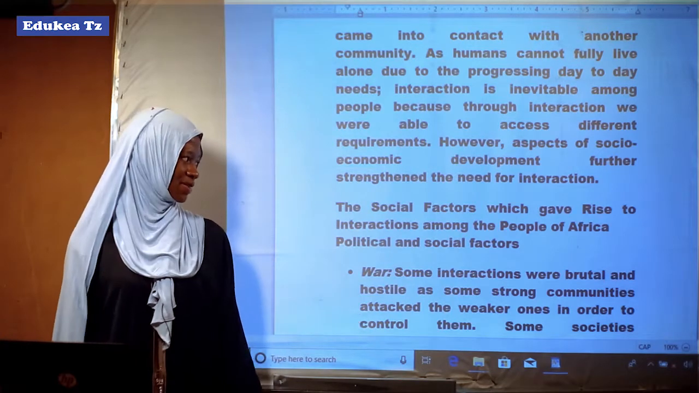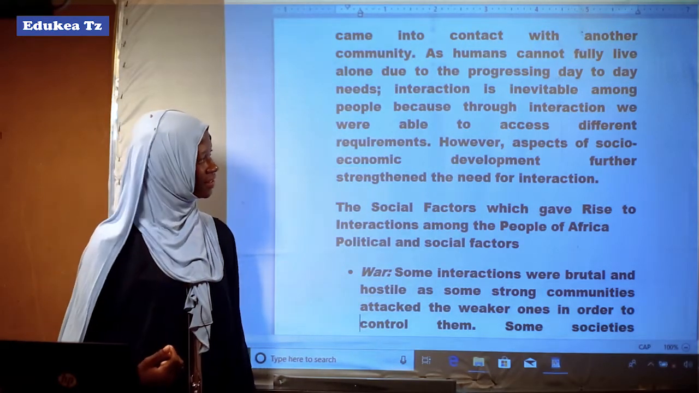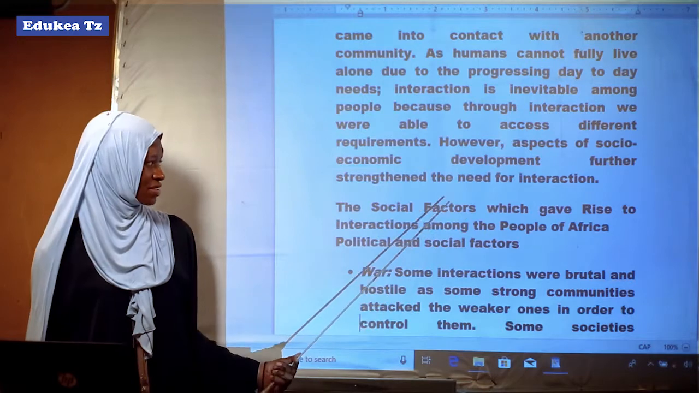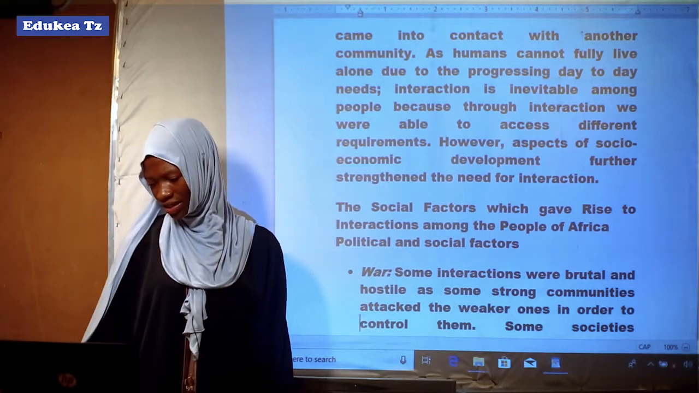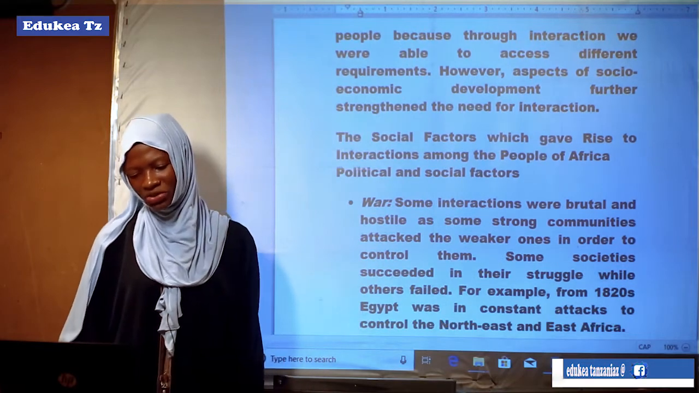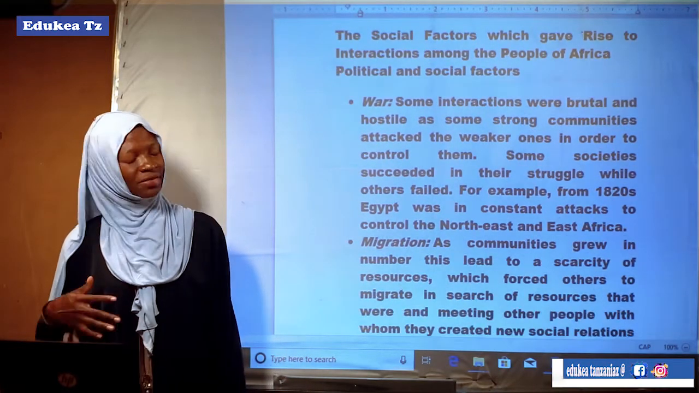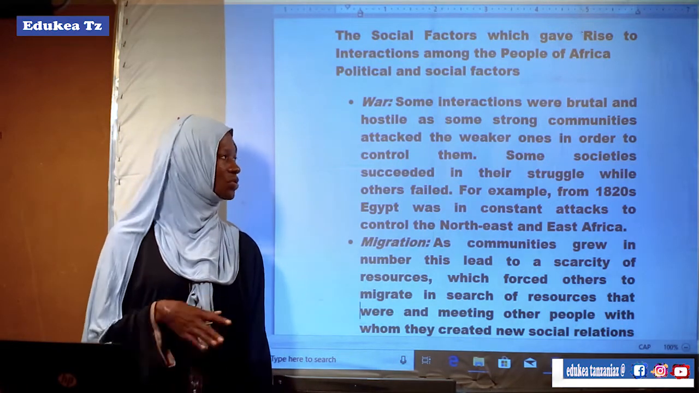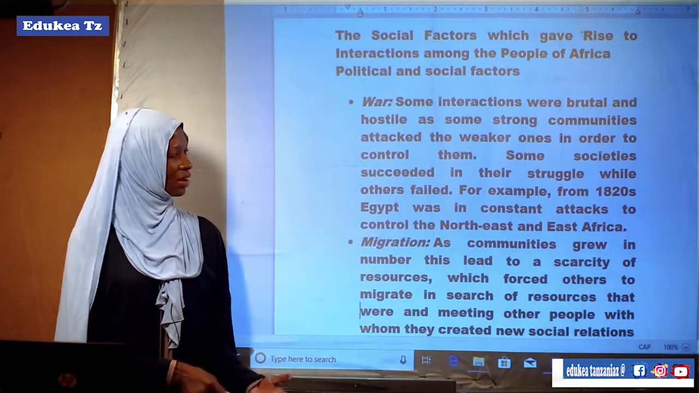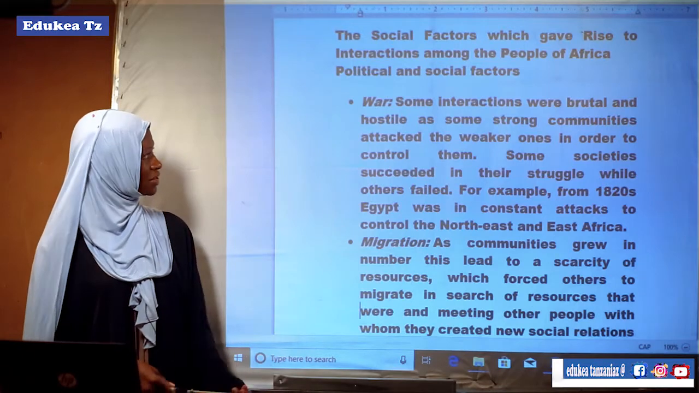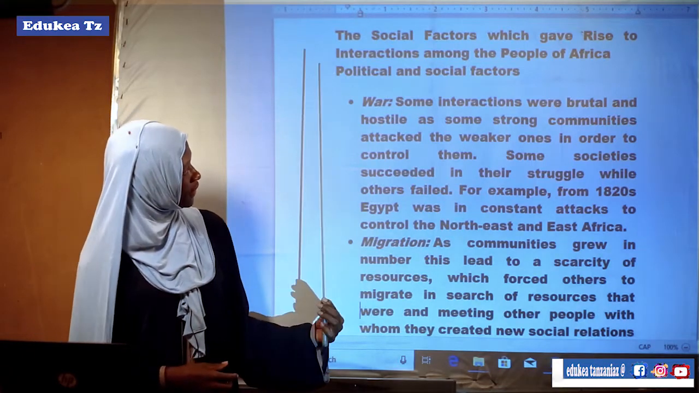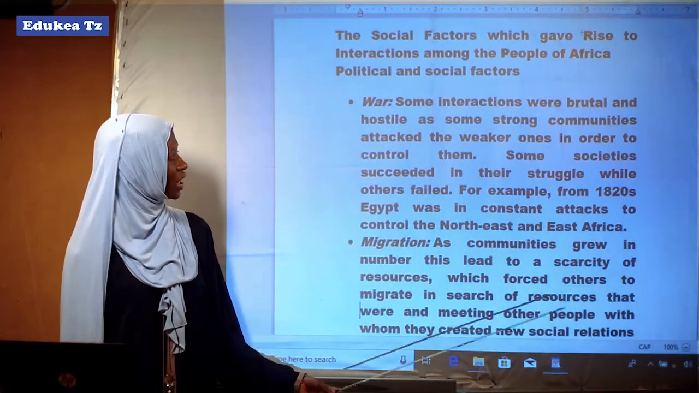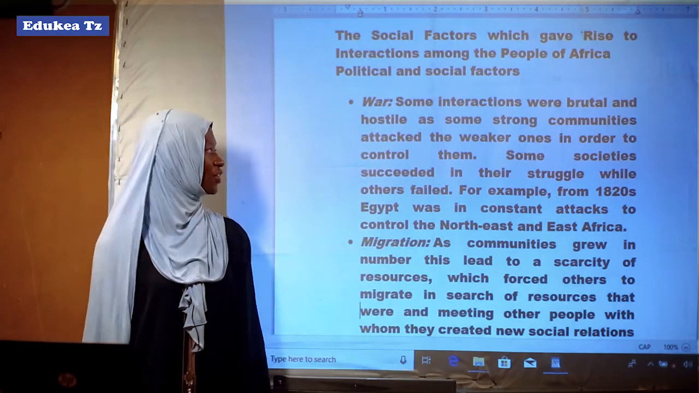Let's see what made the people of Africa interact. Aspects of socio-economic development further strengthened the need for interaction. People came to interact with each other or with other societies due to different factors. Those factors can be social, political, or economic. Now let's see the social and political factors which gave rise to interaction among the people of Africa.